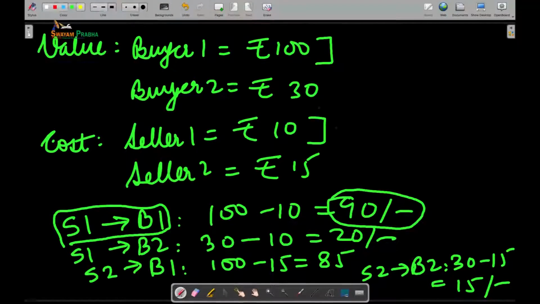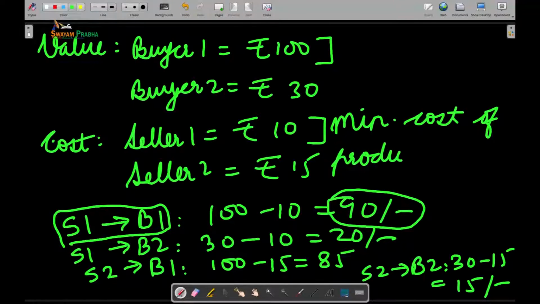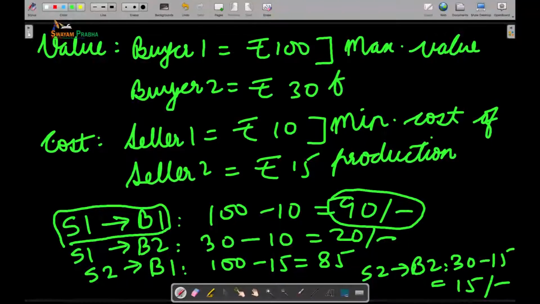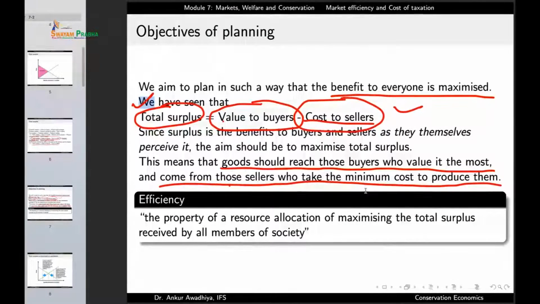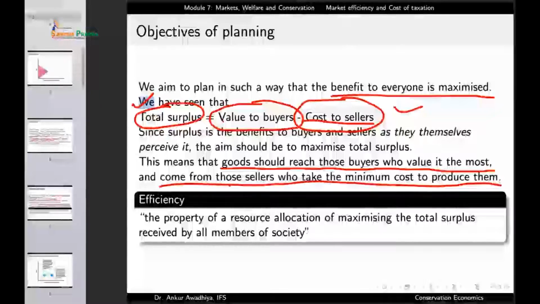Now in this case, seller 1 is the one with the minimum cost of production, and buyer 1 is the one that has the maximum value for the good. So in this situation, the total surplus of the buyer and the seller together is maximized to 90 rupees. In other cases, the total surplus is just 20 rupees or 85 rupees or 15 rupees. So to maximize the total surplus, the goods should reach those buyers who value it the most and should come from those sellers who take the minimum cost to produce them. In that case, the total surplus is maximized, and that is one aim of planning, to maximize the total surplus or the welfare of the society.